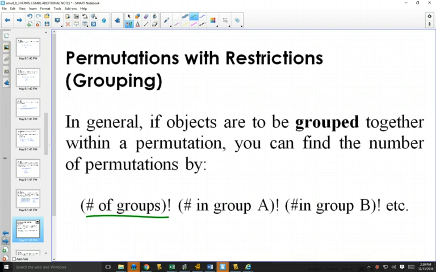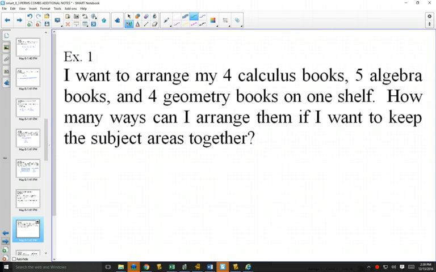So here's an example that looks at that. My collection of math books, right? I've got 4 calculus books, 5 algebra books, and 4 geometry books. And I want to keep those together. And we're assuming that these are all different. Okay? So 4 different calculus books, 5 different algebra books, 4 different geometry books. I want them on the shelf, but I want the subject areas together. Well, first, I would do 3 factorial, and underneath this, I would do a little explanation that that's my number, how many groups that I have. I have 3 groups.